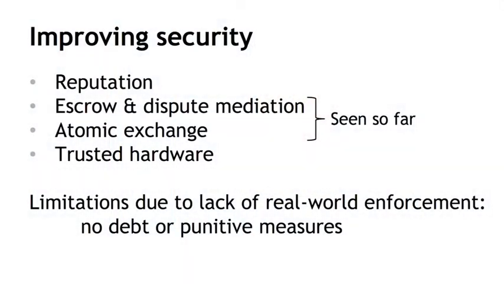Now let's think about another aspect of all of the protocols that we've seen so far, which is security. We started out by saying atomicity is a very important way to achieve security. It's not the only one. We said there are going to be some alternatives, so what are they? So here are some ways of improving security. We've seen two of these, the ones in the middle, escrow with dispute mediation, as well as atomic exchange, which completely automates the process.